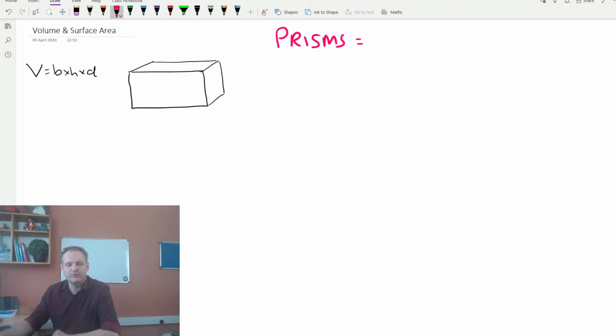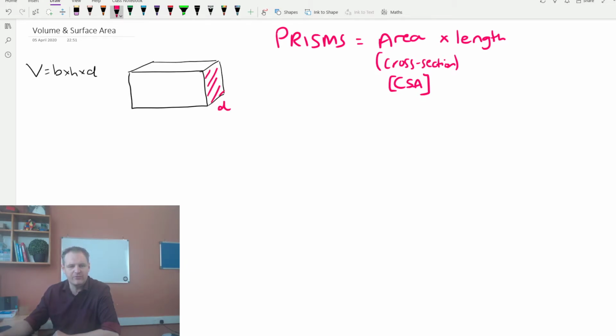The rule of prisms is it's the area of the face that stays the same. We call that the cross section. And you might see some places refer to the CSA, which is the cross section area, times by the length. So if we can see on here, here's the cross section, which is depth times height, which is why there's your height times the depth times by the length, which is the base. So you can see this is using the same as the prism thing, but it just so happens to be times them all together for a cuboid.